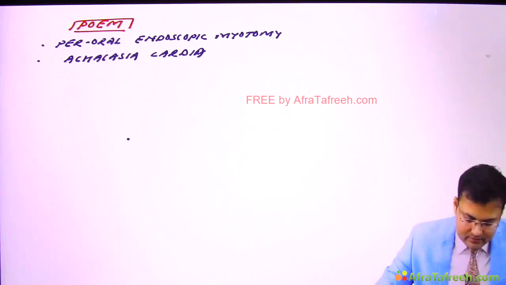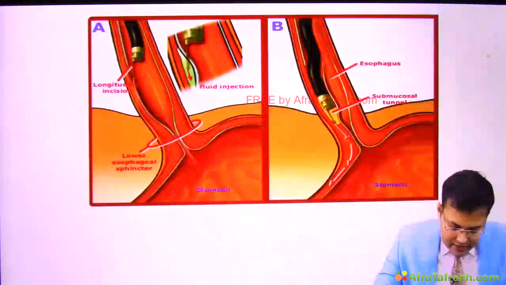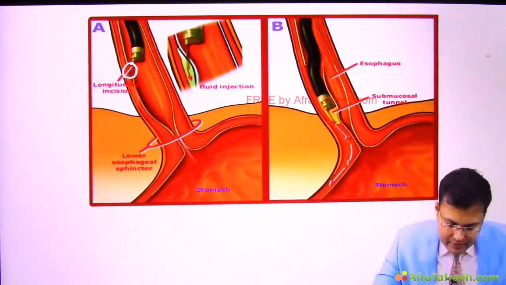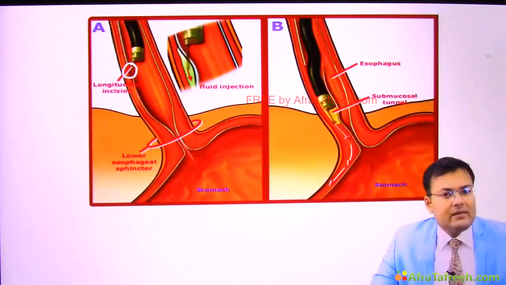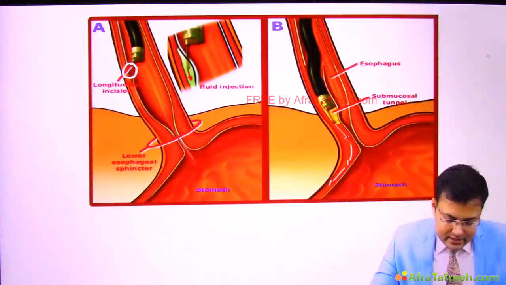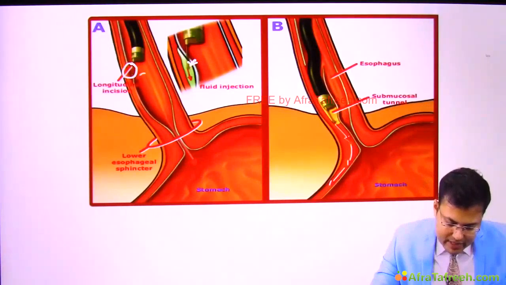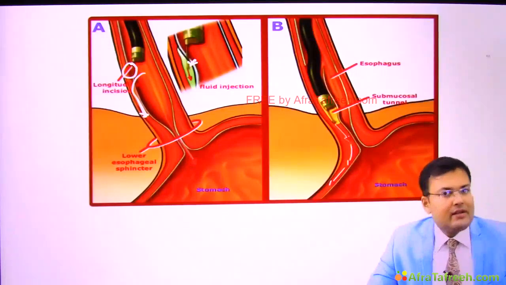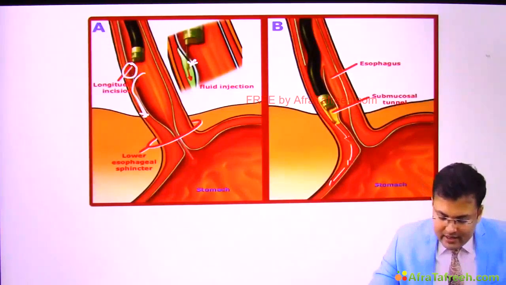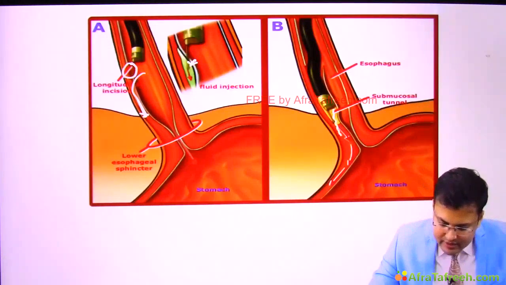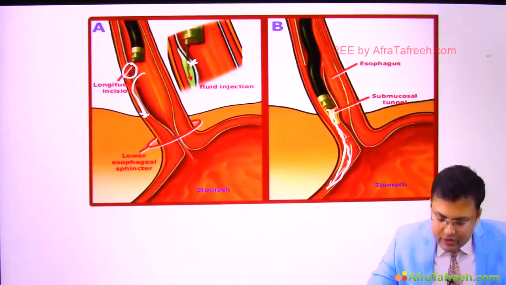How? Have a look. So in this case, I'm going to create a longitudinal incision here with the help of this flexible endoscope, and after creating this incision, I'm going for this fluid injection. So I'm going to inject the fluid. After injecting the fluid, we create a submucosal tunnel. Can you see here? We create this submucosal tunnel.